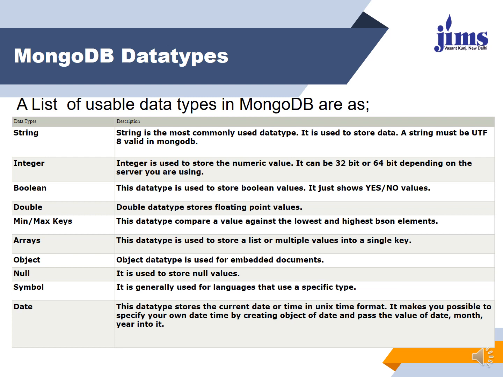Object, used for embedded documents. Null, for storing null values, right? Symbol, generally for languages that use a specific type. And date, we know it. In Unix time format, we are storing here the current date and time.